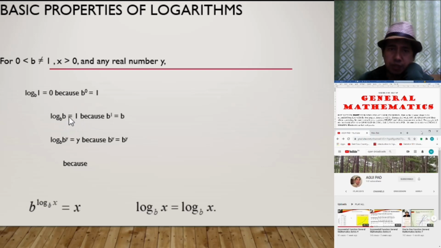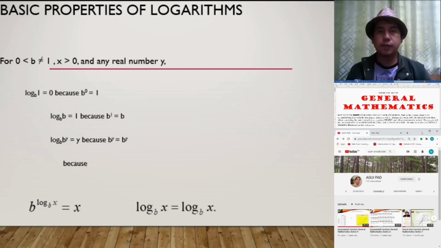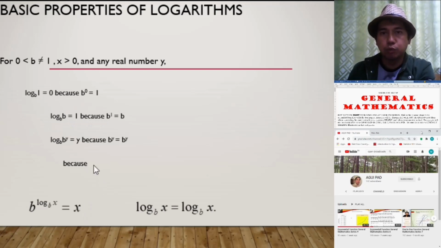Now, how is this? In the exponential form, any number raised to 1 will always be the number. Okay, the next one would be log of b raised to y to the base b is the same as y.